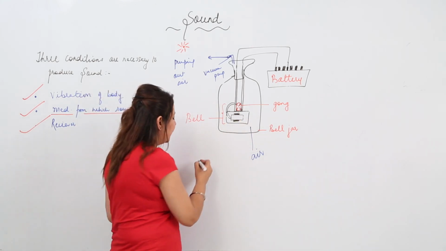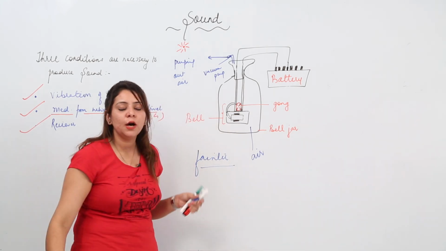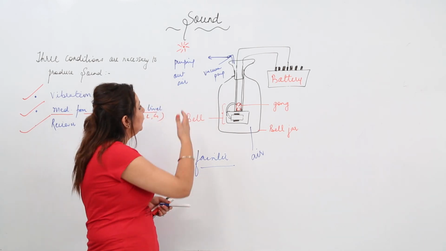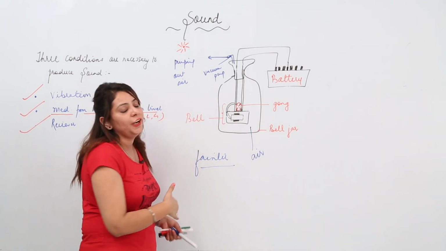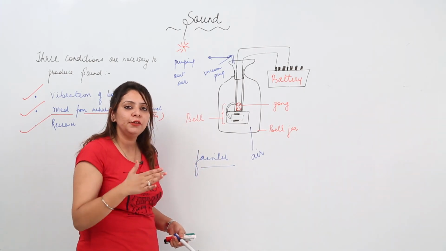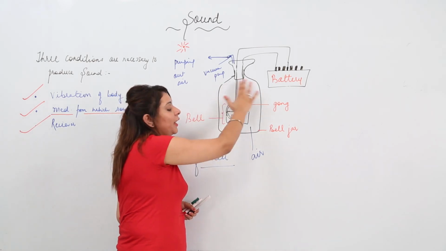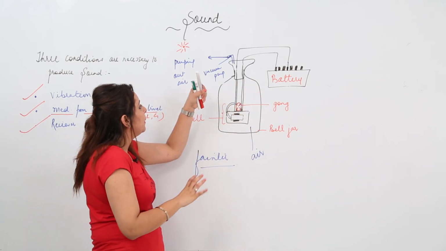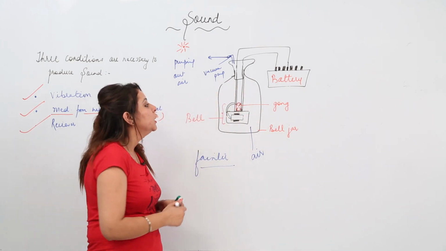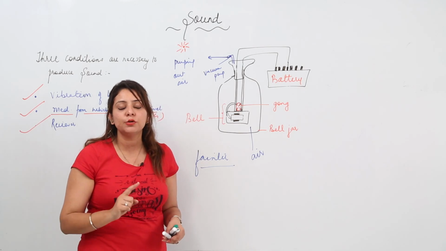goes on becoming fainter. Fainter means we are able to hear the sound, but it is not as loud as it was earlier. As we pump more and more air out, the sound of the ringing bell goes on becoming fainter and fainter, and there will be a time when there is no air inside. Suppose we pump out all the air and vacuum is totally created inside. At that time the bell is ringing but we are not able to hear the sound of the ringing bell.